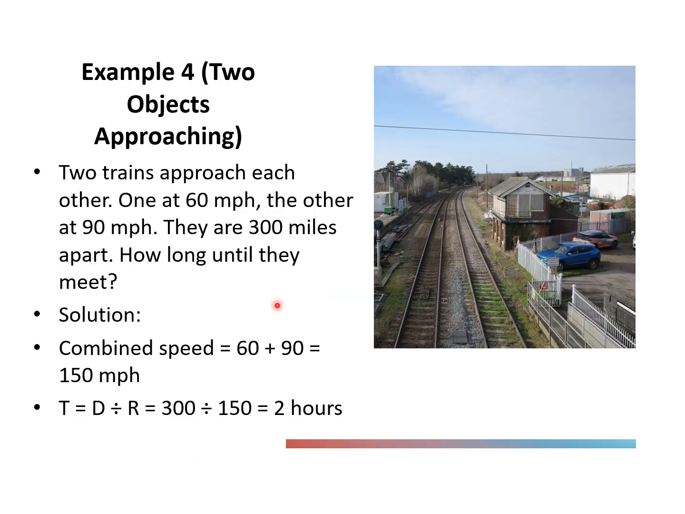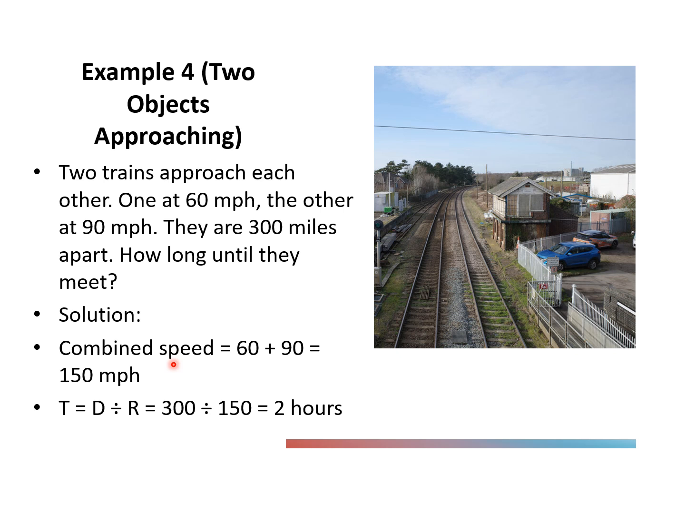Example 4, two objects approaching. In this case, we'll look at two trains, each approaching each other, hopefully on two different tracks, one at 60 miles per hour, the other at 90 miles per hour. So since they're coming together, we want a rate that is basically the sum of the two, 60 plus 90. They are 300 miles apart when they start. How long until they meet?